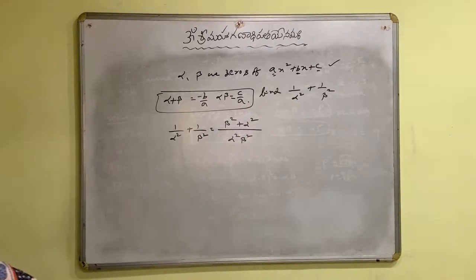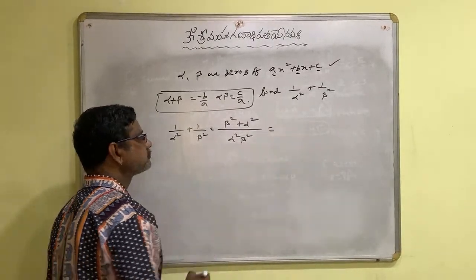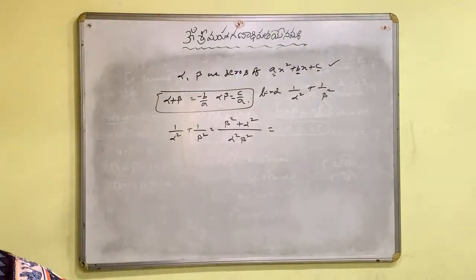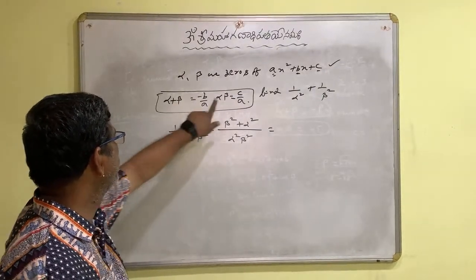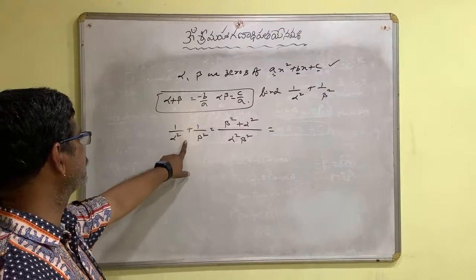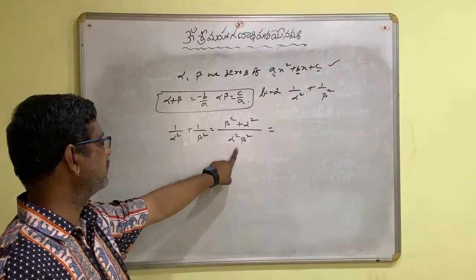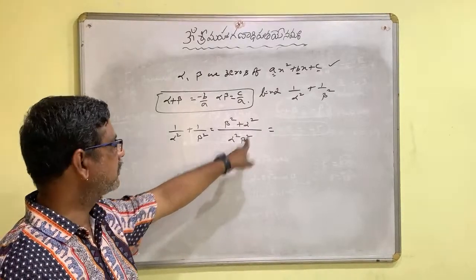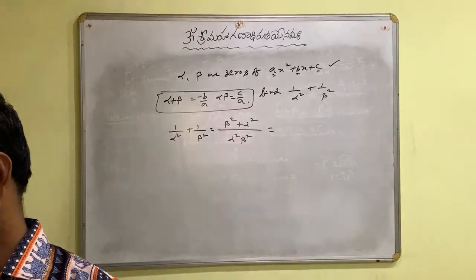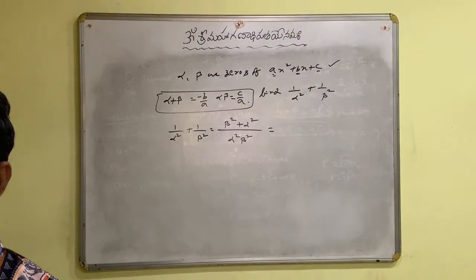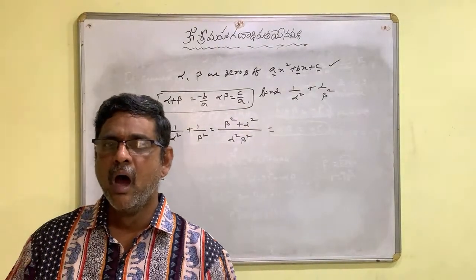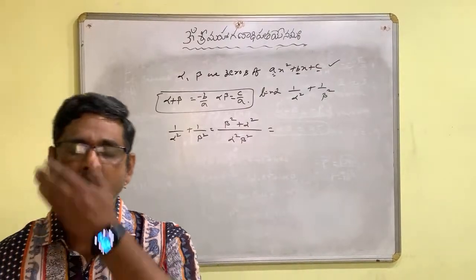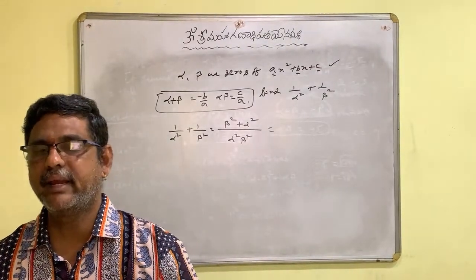Now, after this what to do? We have these values. Then we need to find this one. LCM is taken, this is what we got. After this what to do? Any idea?